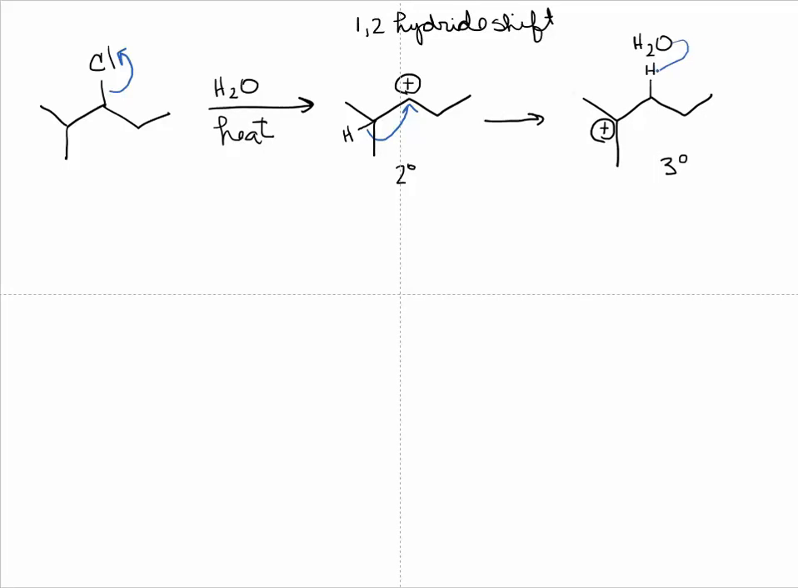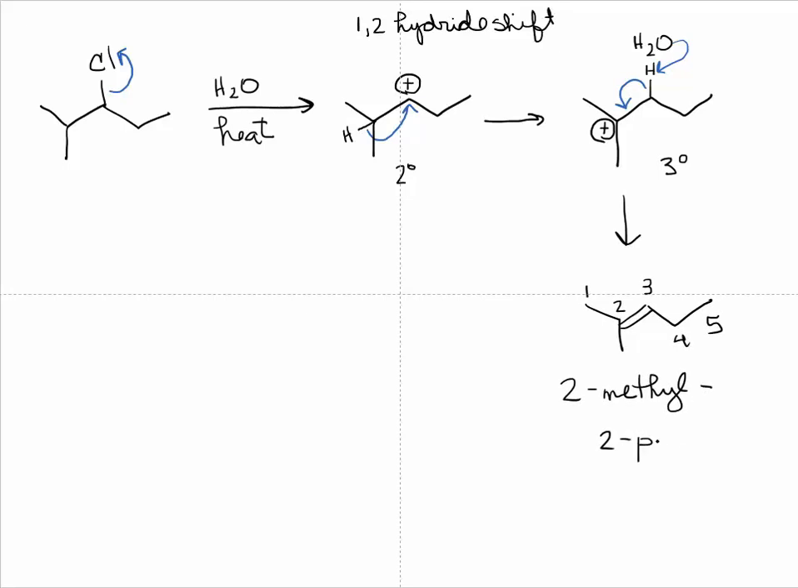So this hydrogen gets removed. The electrons swing down. The product of this is that molecule there. I'm going to name it for you. This is 2-methyl-2-pentene.